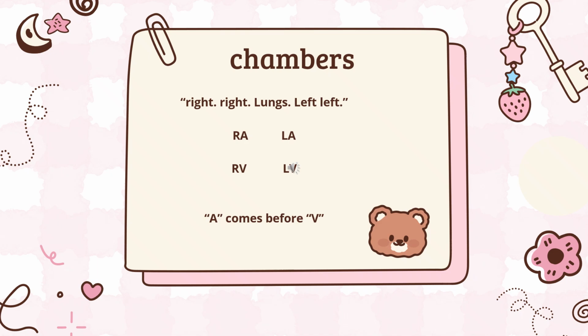So on your scratch paper, you're going to write this down. Right atrium, right ventricle, and then left atrium, left ventricle. And remember, you're looking at the heart, so even if it's on your left-hand side, it's the right side of the heart. So just really try and remember that when you're jotting this down.